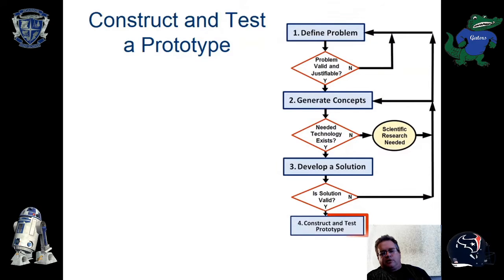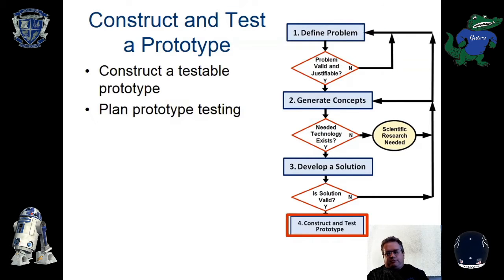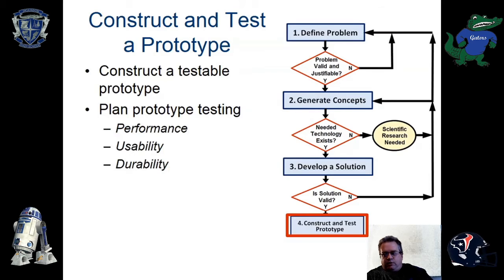Either all the way to generate new concepts or redefine the problem. And we get to step 4, construct and test the prototype. The way you speed this whole process up, like with robotics, is you build and construct a prototype out of cardboard or plywood, and you mess with that cheap prototype.